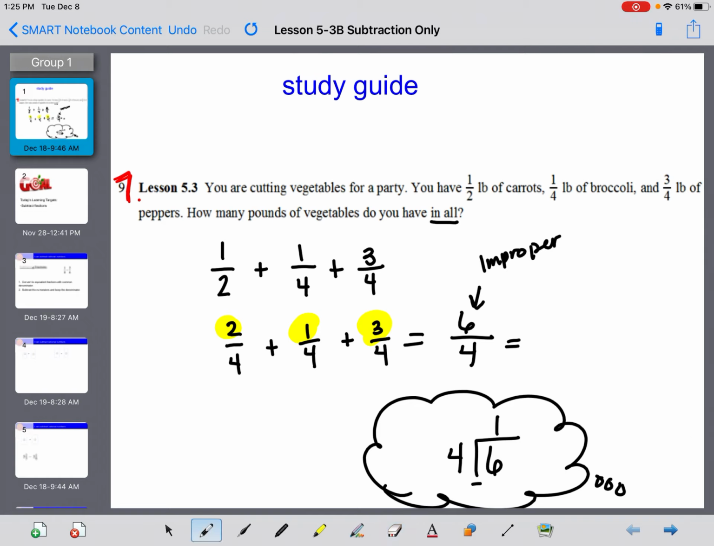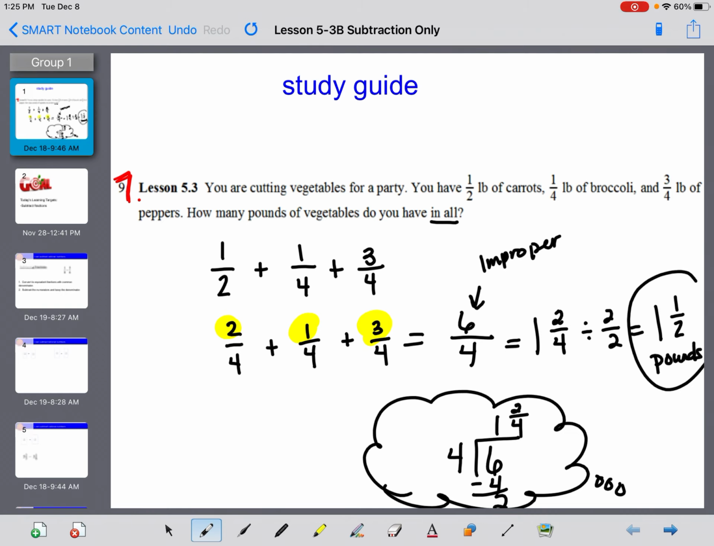4 goes into 6 one time. I subtract, I get 2, 1 and 2/4. Other people say, well, how many groups of 4 go into 6? One group. When I take out one group of 4 from 6, what am I left with? 2/4. So do you see how the thinking gives the exact same answer? Then I simplify by dividing by 2/2, and I get 1 and 1/2 and label it pounds.